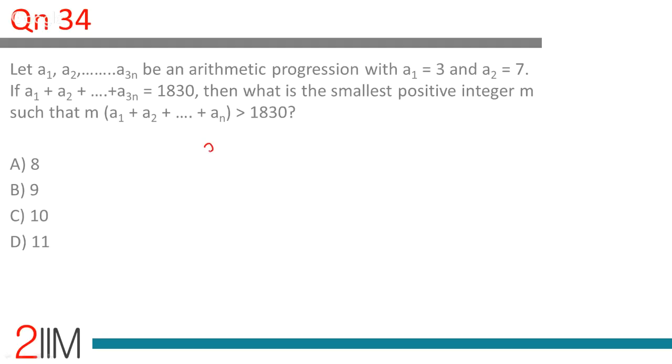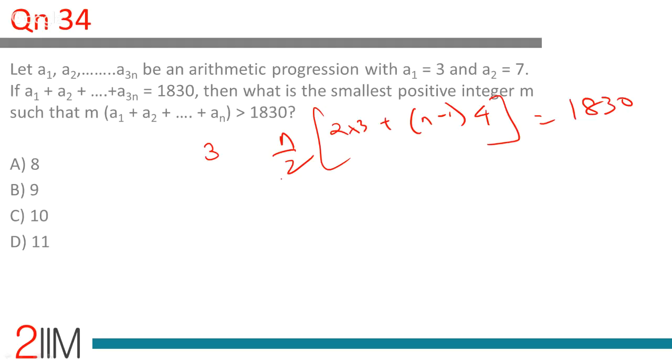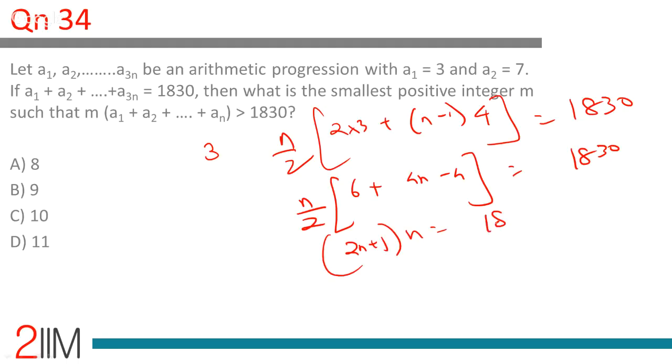So first term is 3, common difference is 4, so n by 2 into (2 into 3 plus (n minus 1) into 4) equals 1830. And so n by 2 into (6 plus 4n minus 4) equals 1830. 6 minus 4 is 2, so 4n plus 2, divided by 2 is 2n plus 1, into n is 1830.